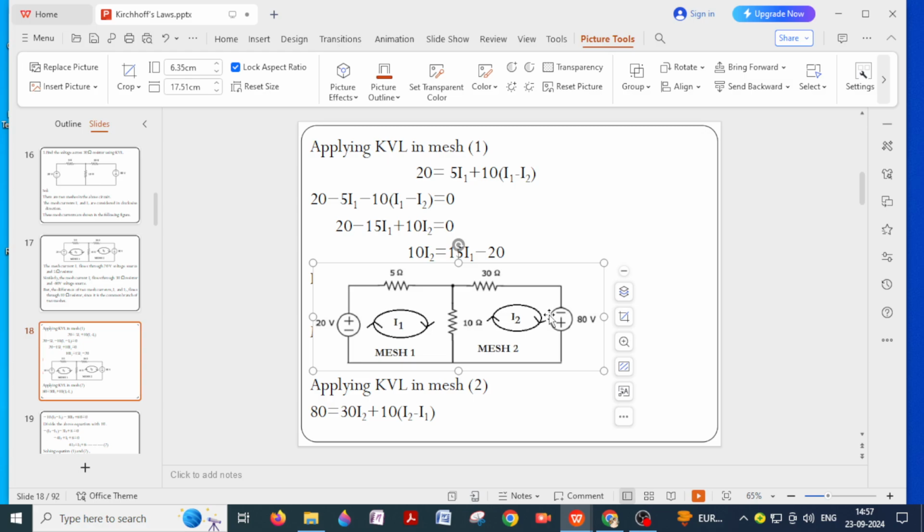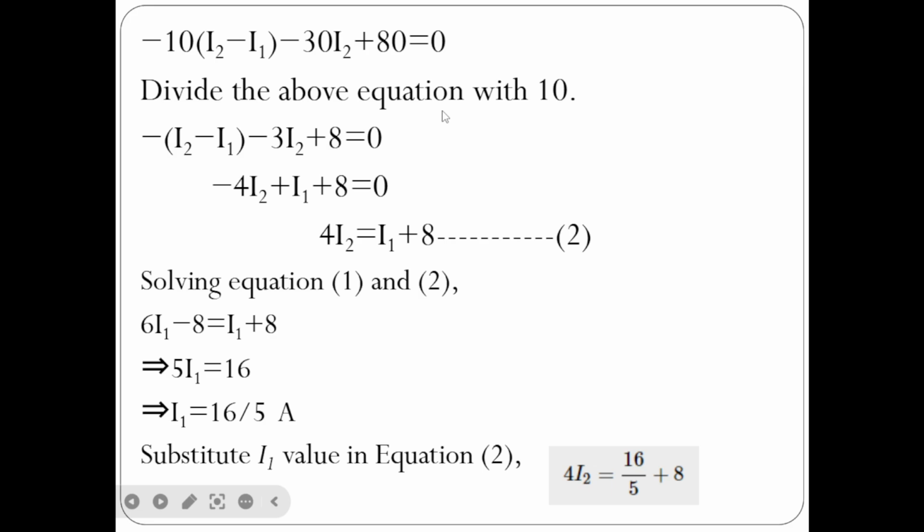Now simplify it. You will get minus 10 of I2 minus I1 minus 30 I2 plus 80 equal to 0. Divide the above equation with 10. You will get minus of I2 minus I1 minus 3I2 plus 8 equal to 0. Next, minus 4I2 plus I1 plus 8 equal to 0. And further simplify, you will get 4I2 equal to I1 plus 8. Consider it as equation 2.